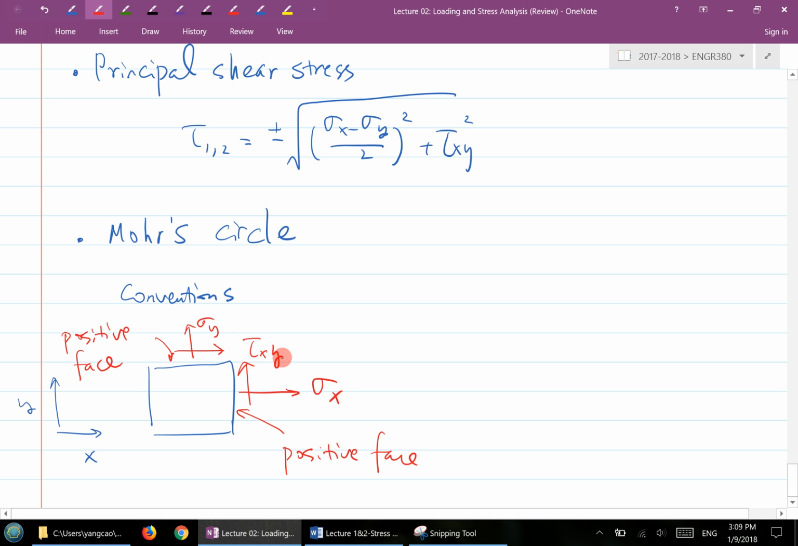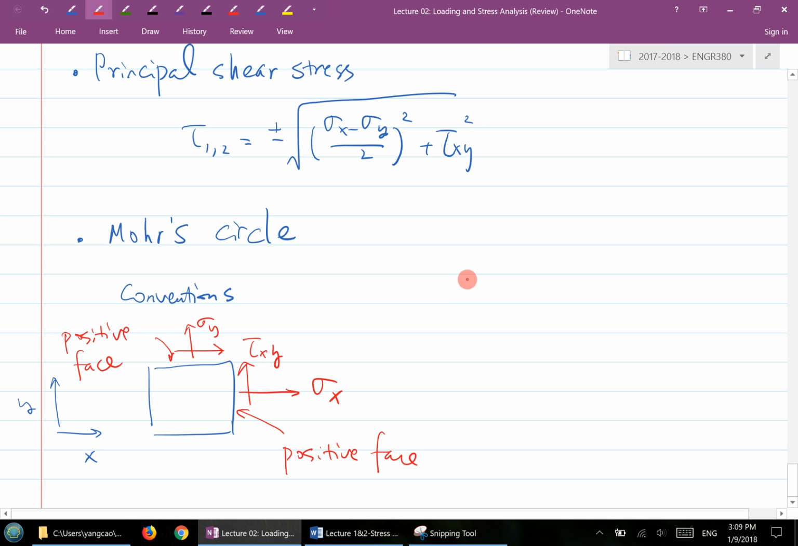Sigma x and sigma y, when they are positive, are pointing outwards, pointing in the positive x and y-axis directions. So these are the two positive faces. I'll just write it down right here.